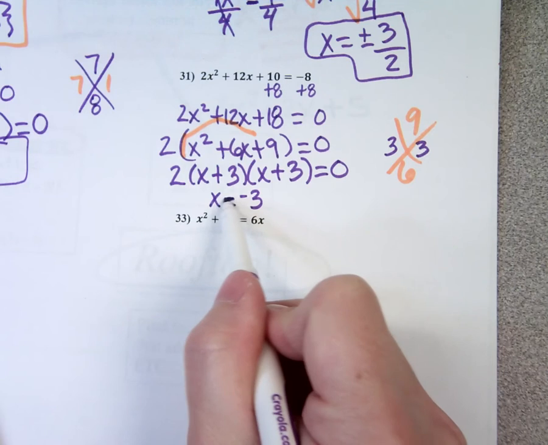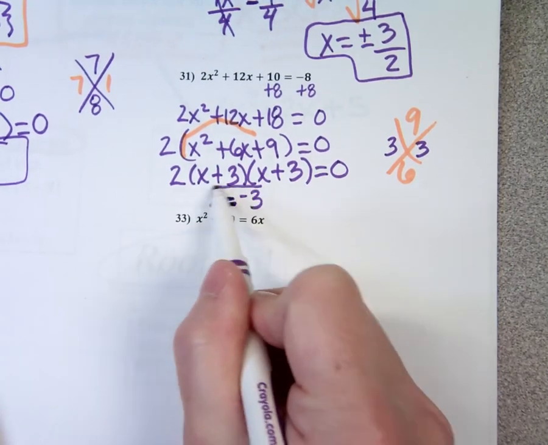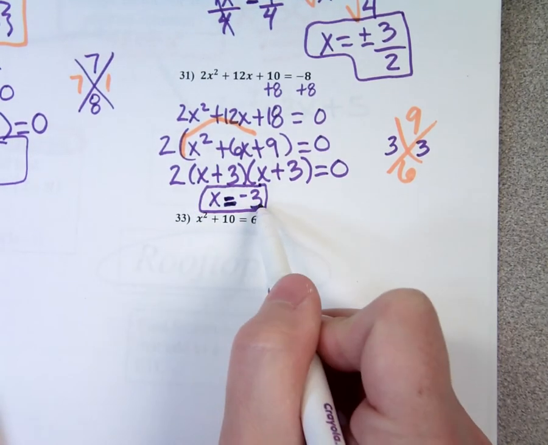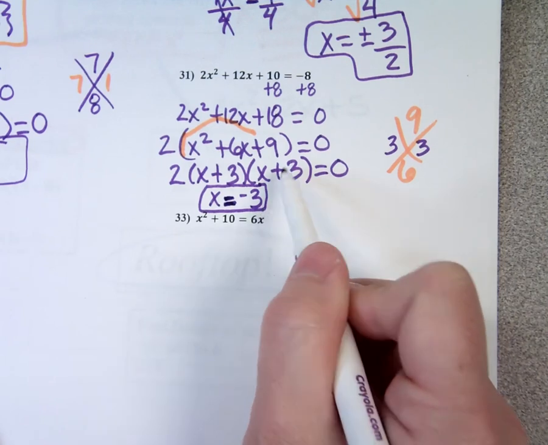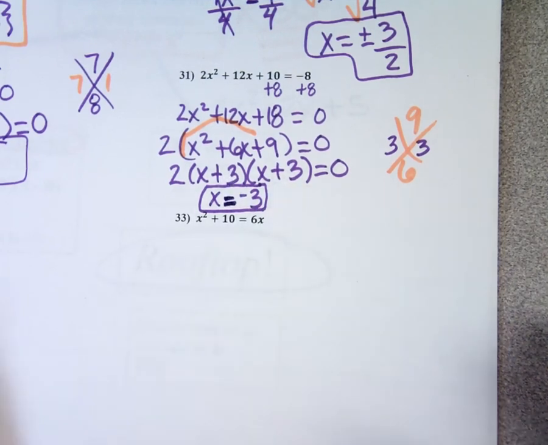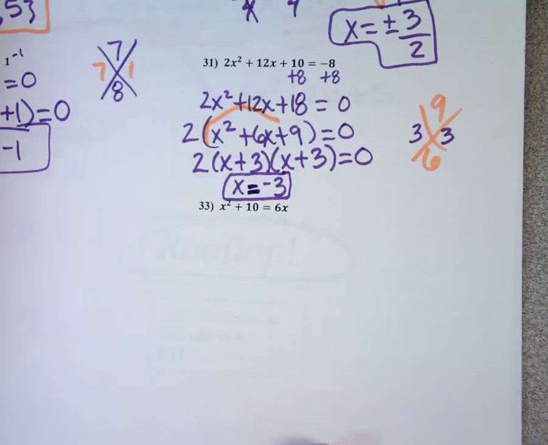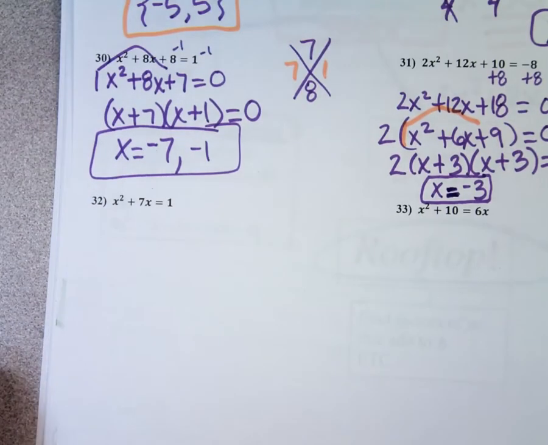And we don't have to write that twice. In Algebra 2, you'll learn to say that x equals negative 3 with a multiplicity of 2 because it happens twice. And that has a significance on how the graph looks, but you get into that later, so don't worry about that now. Okay, 32.